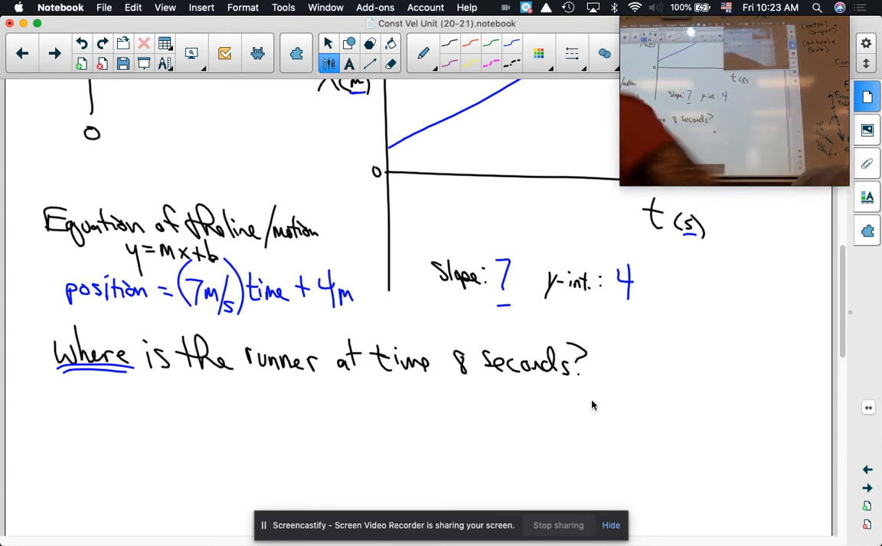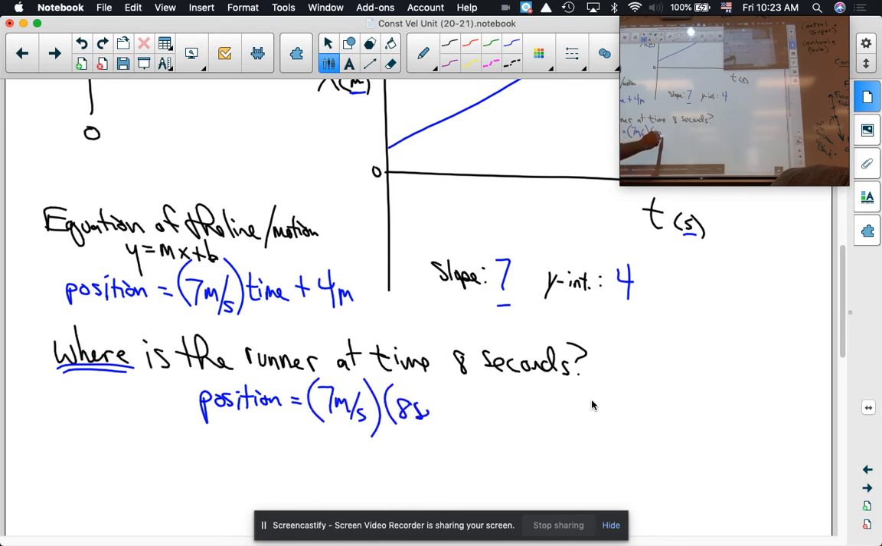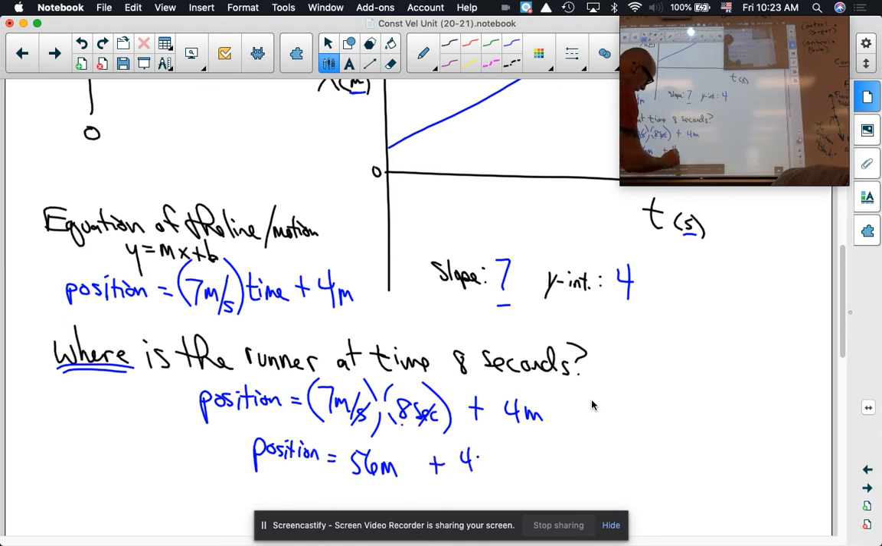the mathematical equation. So we're looking at position equals 7 meters per second times 8 seconds. Plus, I can't forget about my 4 meters over there. Now, seconds over here cancels seconds in the bottom. And so I have 7 meters times 8. What's 7 meters times 8? 56 meters. But I can't forget about my 4 meters over here, which means my actual total position is 60 meters.